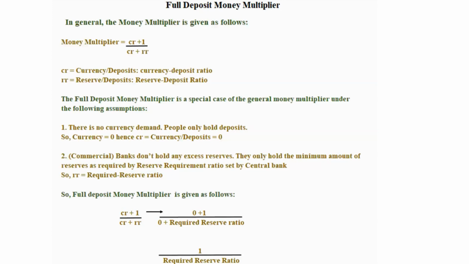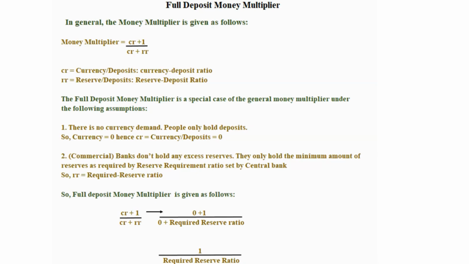In general, the money multiplier is given to us as (currency deposit ratio plus 1) divided by (currency deposit ratio plus the reserve deposit ratio), where the currency deposit ratio gives us a measure of how much currency people hold relative to the deposits they hold. So it's a measure of currency demand preference. While the reserve deposit ratio gives us a measure of how many reserves the bank holds relative to the total deposits they have.